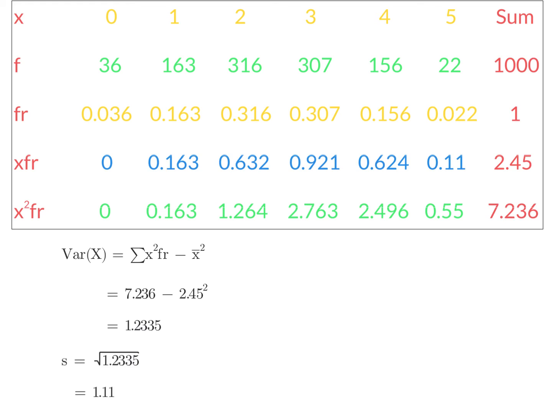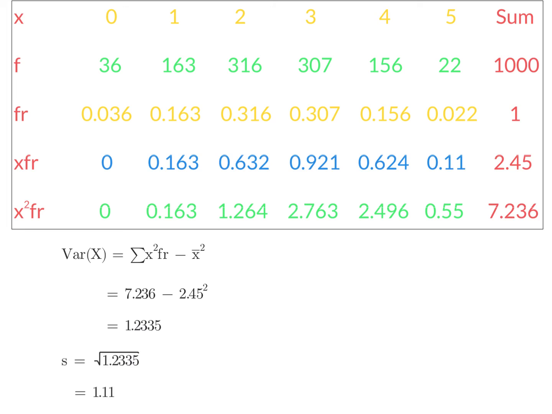The next column is x times the relative frequency. Similar to what we did before, we take the x, the score of 0, times the relative frequency, 0.036, and you get 0. A score of 1 times 0.163 gets you 0.163. A score of 2 times 0.316 is 0.632, and so on for each of them, giving us a sum of x times relative frequency of 2.45. This is our sample mean. We're going to represent this with an x with a little bar.